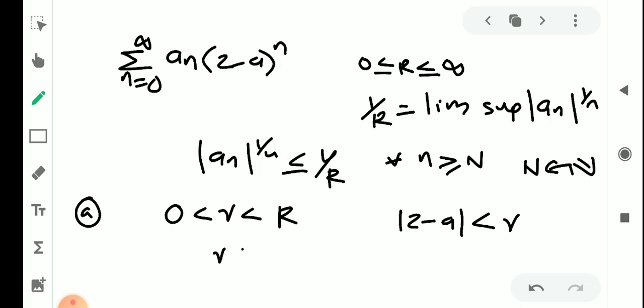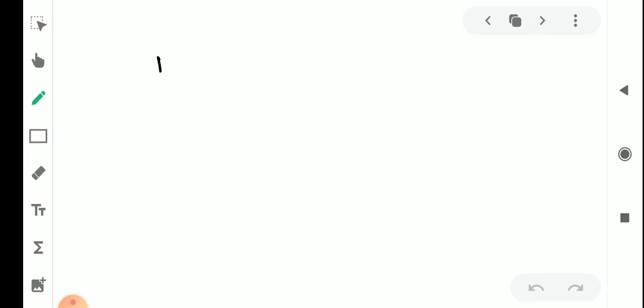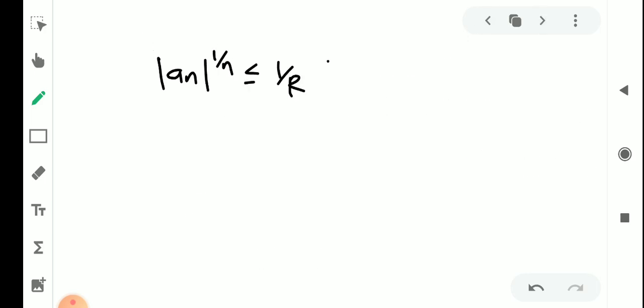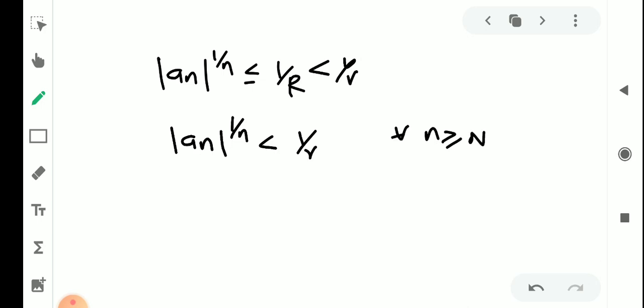We have r is less than R, therefore 1/r is greater than 1/R. We have this relation: mod a n raised to 1/n is less than or equal to 1/R, and 1/R is less than 1/r. That implies mod a n raised to 1/n is less than 1/r, for every n greater than or equal to capital N. Then what about mod a n? We take the nth power, we get mod a n less than (1/r) raised to n.